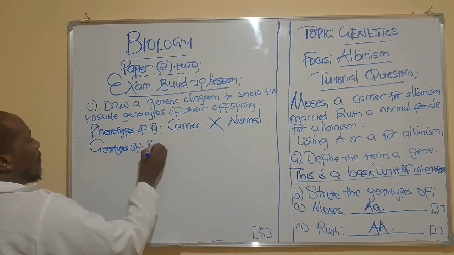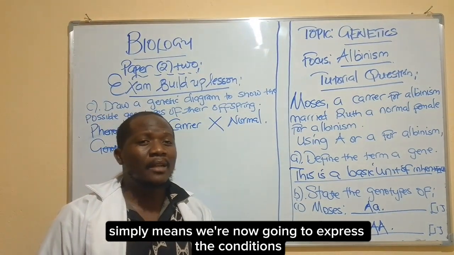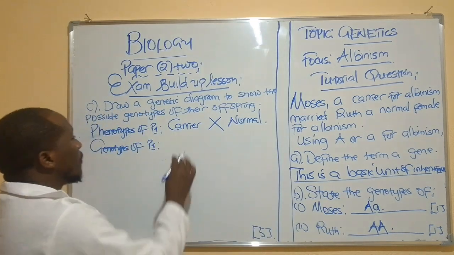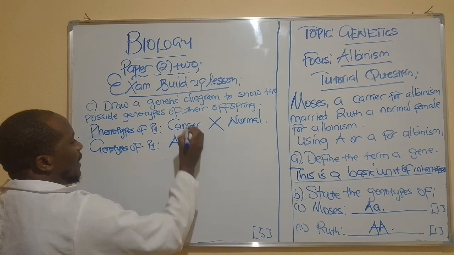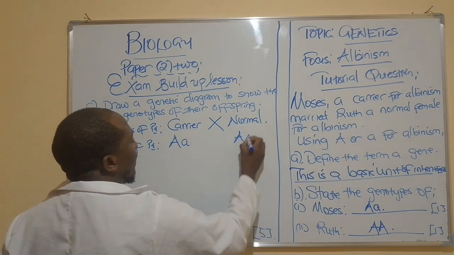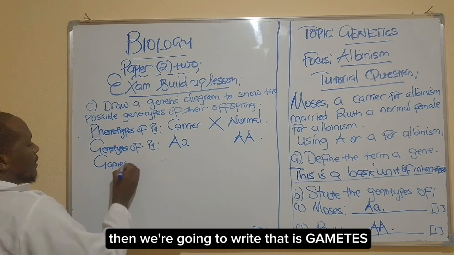So genotypes of parent 1. Genotype simply means we're now going to express the conditions genetically. So for carrier, we already have the genotype there. So it's capital letter A, small letter a. For normal, it's capital letter A, another capital letter A. Then we're going to write gametes.